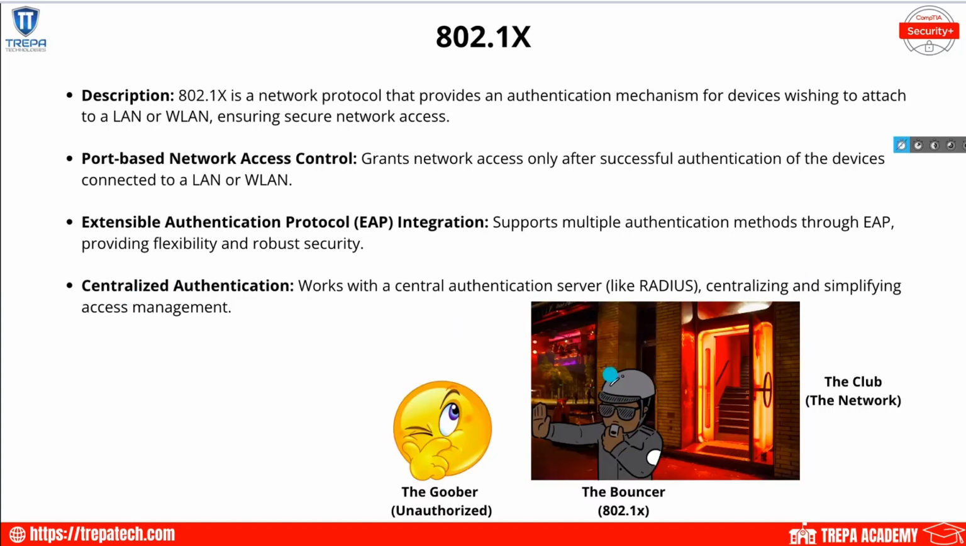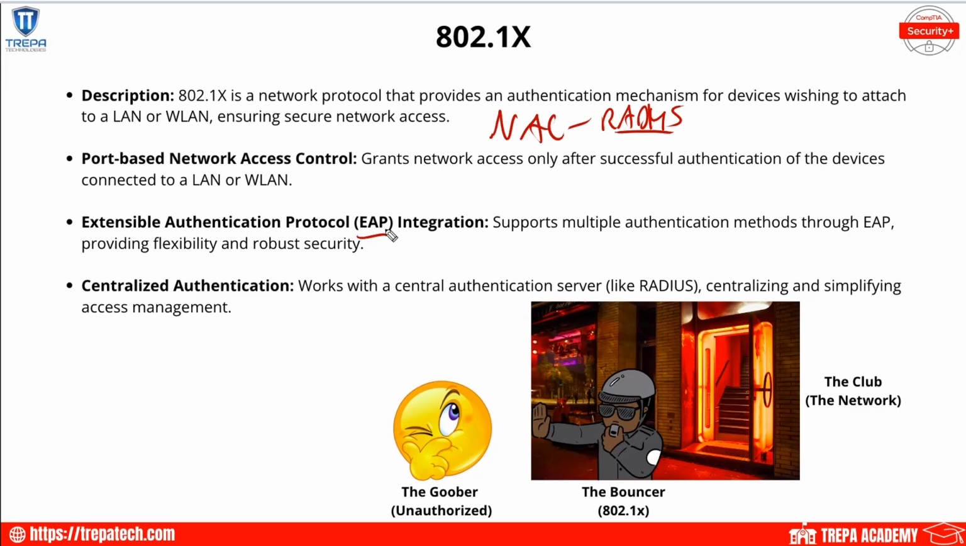802.1x. 802.1x is a network protocol that's going to provide us authentication and authorization for network devices and objects trying to get on our network, okay? It's not exactly a AAA protocol, but what it is going to provide for us is NAC, Network Access Control, and typically it's used in conjunction with AAA protocols like Radius. So we're going to have port-based network access control. It's going to grant network access only after successful authentication of devices. It's going to have EAP integration.